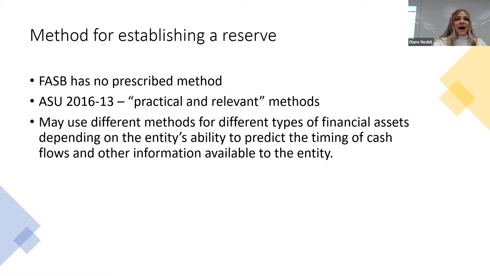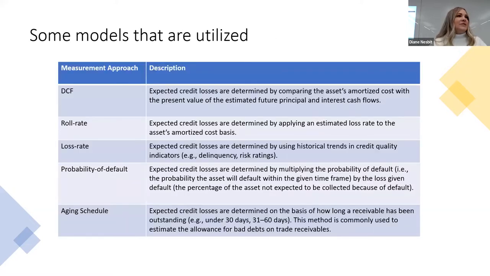So let's take a look at some models that are utilized. Some of these might be the same as some of the approaches that were being used under the old standard. The main difference here is that you can choose, all the way to different types of asset classes, or it can even be based on what information you actually have to use. So you've got your measurement approach. The first one, and maybe the most common, will be your discounted cash flows. That one's pretty straightforward.